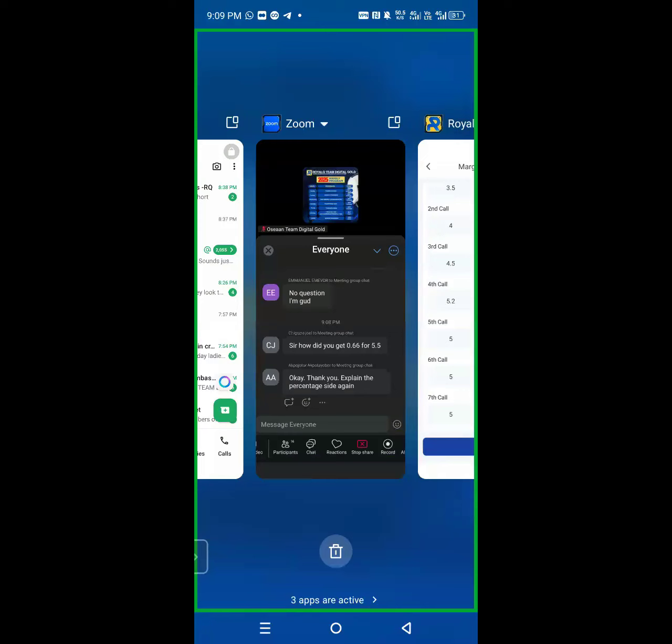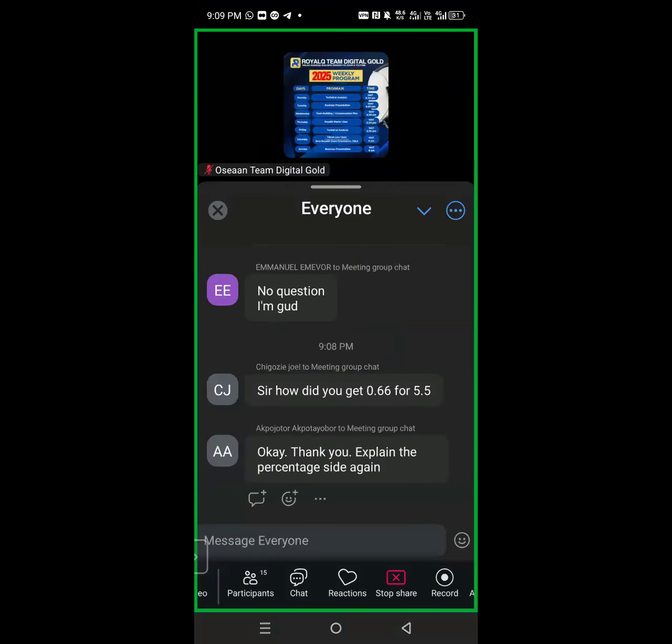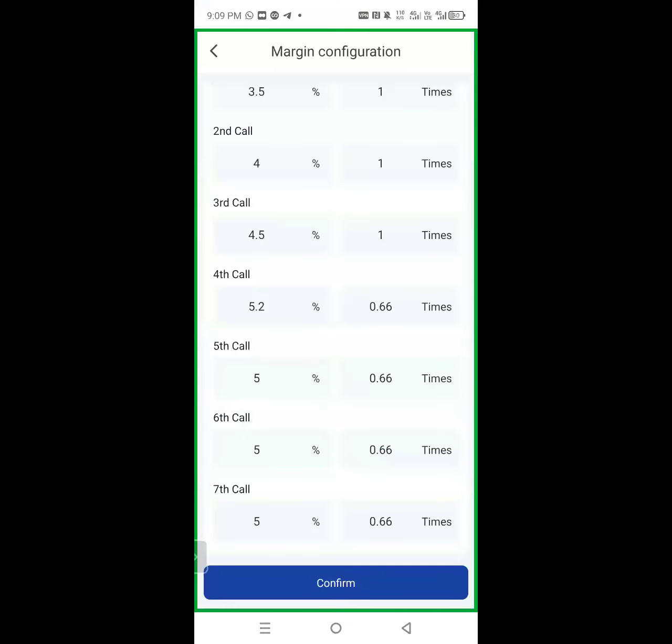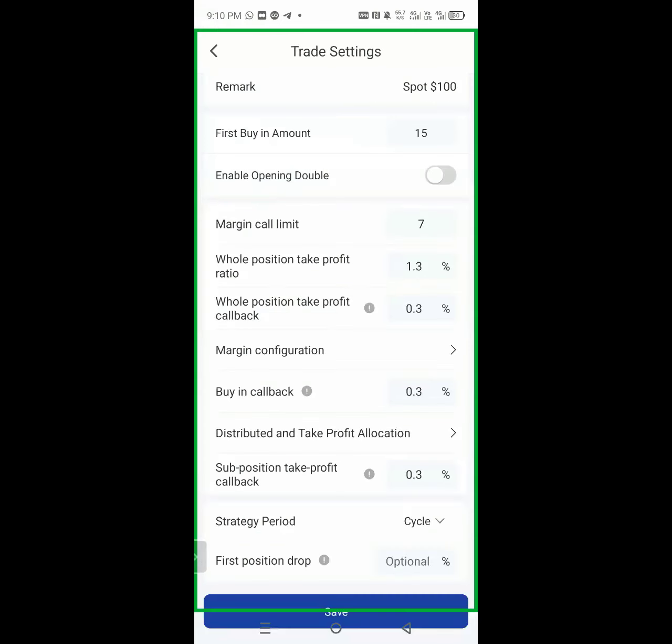Chigozie, I don't know if you're okay with that explanation, because I don't understand what you mean by 5.5. What here is 5.2555? So there's no 5.5 here. But it's because we want the robot to use $10 when it gets to margin 4, $10 when it gets to margin 5, another $10 when it gets to the next margins. That is why we use 0.66. So 0.66 times 15, which is our first buy amount. This first buy amount will give us $10. Okay?